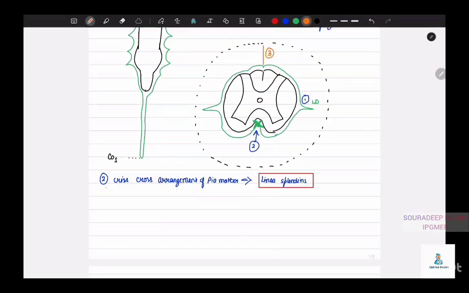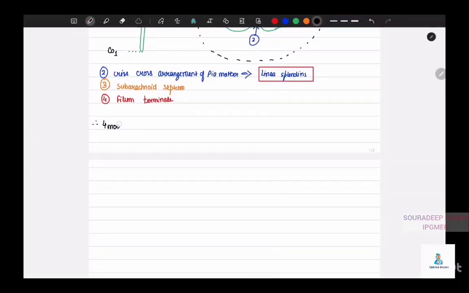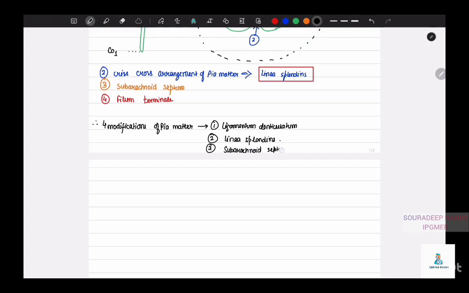Now posteriorly, there is a septum that attaches the pia matter with the arachnoid matter. This modification of pia matter is called subarachnoid septum because it joins the pia with the arachnoid matter. Fourth modification is the filum terminale. How filum terminale is formed, I will discuss later. So the 4 modifications of pia matter are the ligamentum denticulatum, linea splendens, subarachnoid septum, and filum terminale.